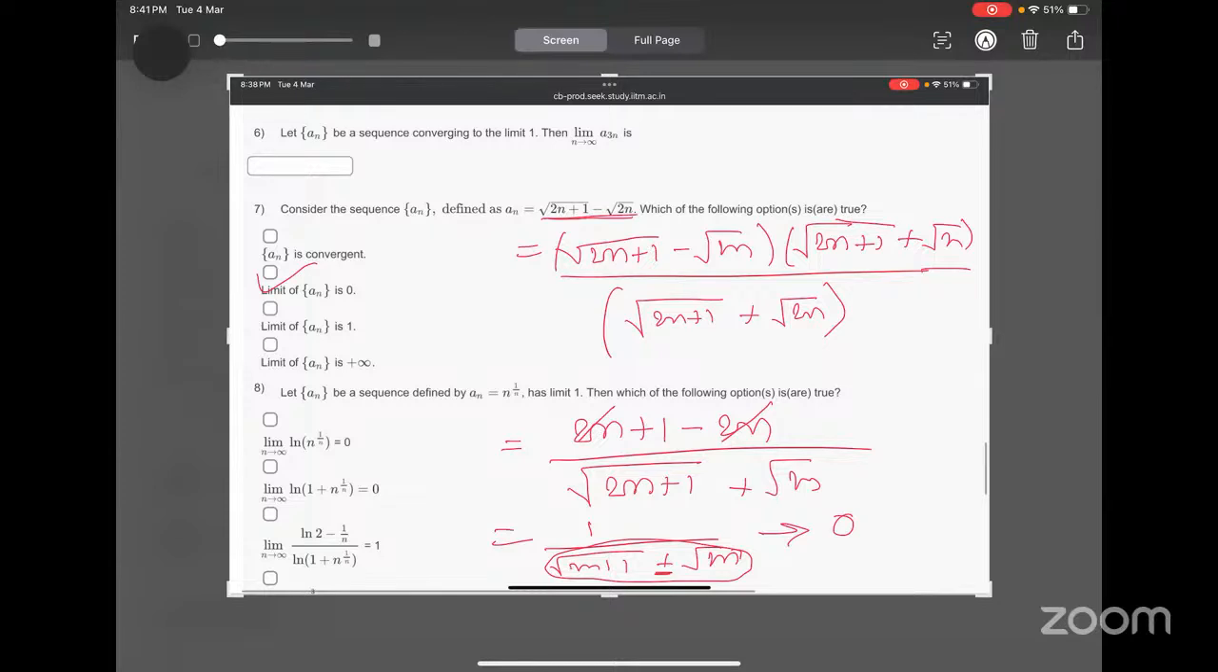Right? So it is going to 0. That is why it is convergent. How is it? Yeah, it is convergent and it converges to 0. So if it is going towards any finite number, then it is a convergent sequence. Otherwise, it's a divergent sequence. Since I thought it was going to infinity, I did not take convergent also. Okay. So this first and second are the correct answers given, right?